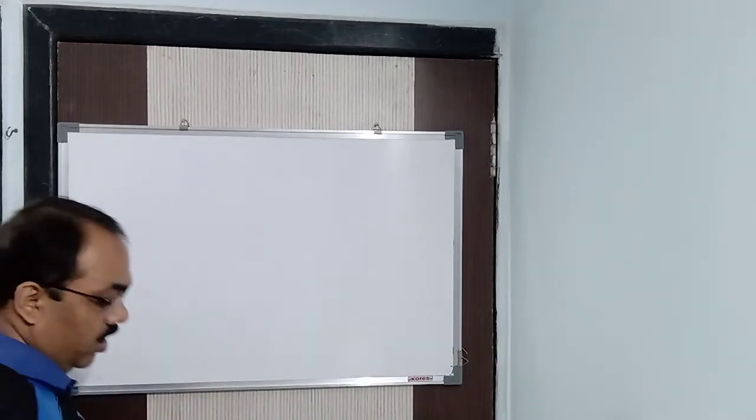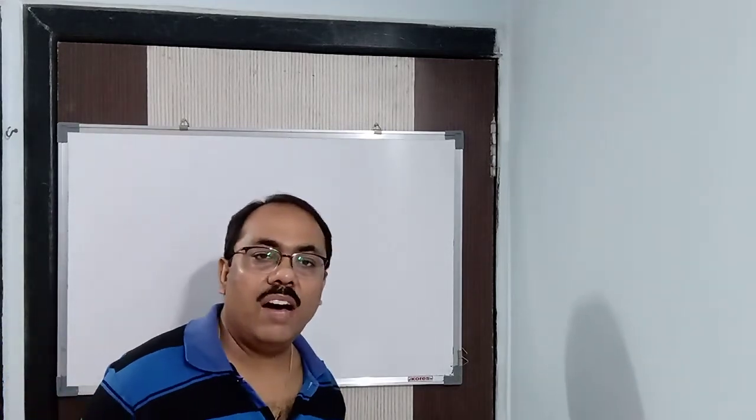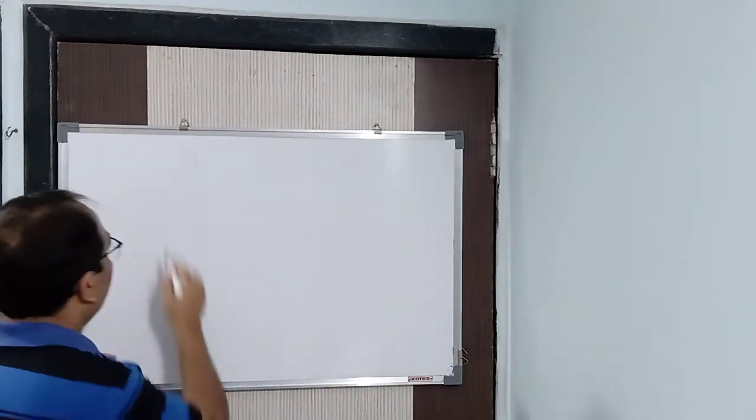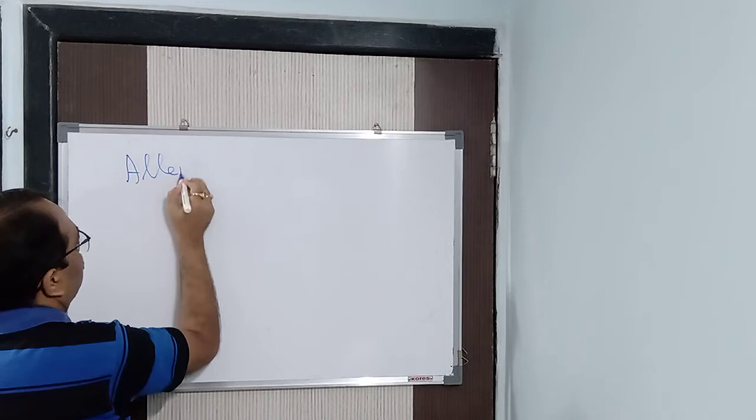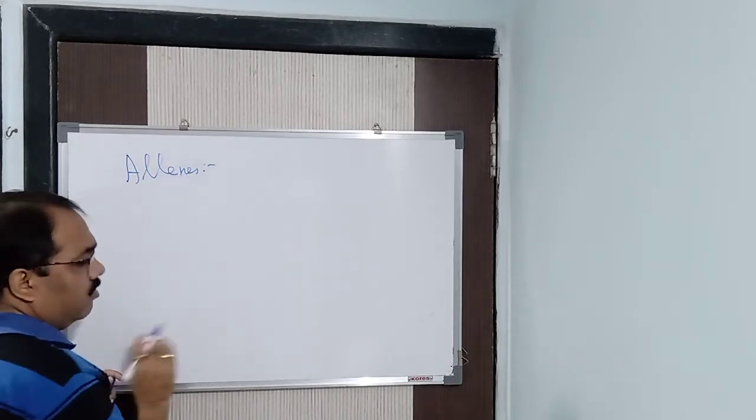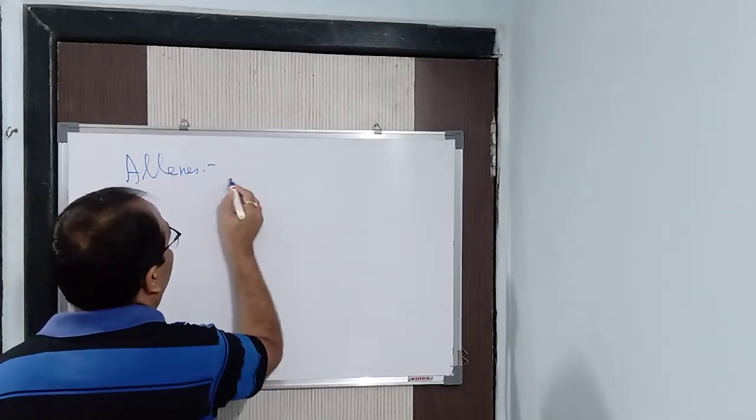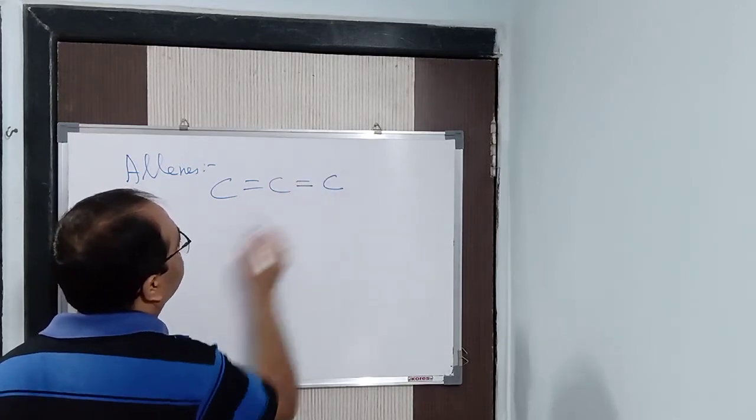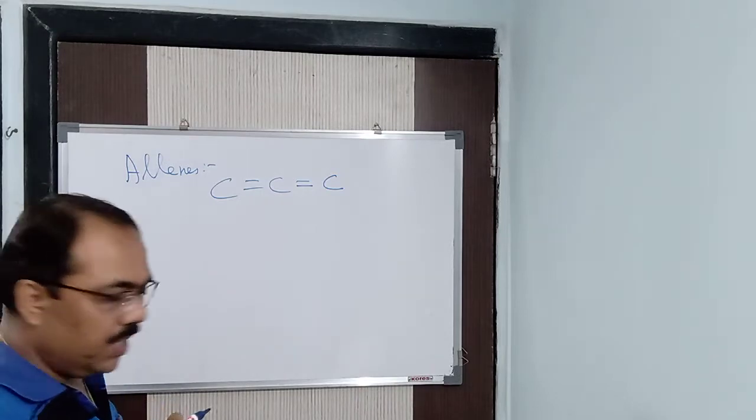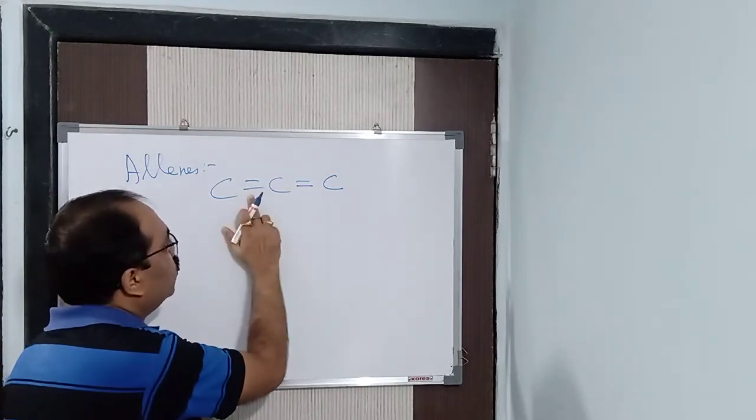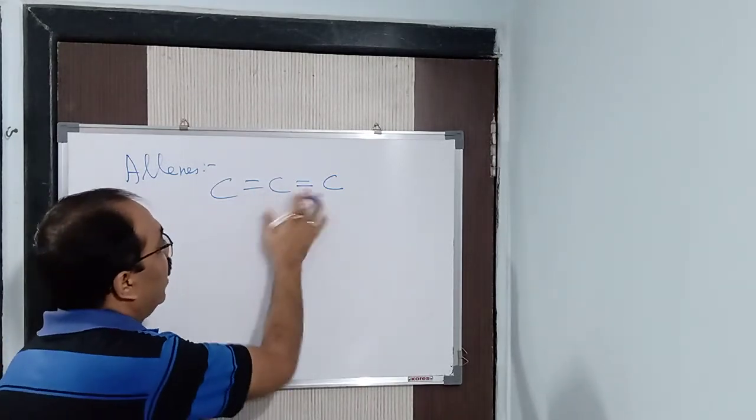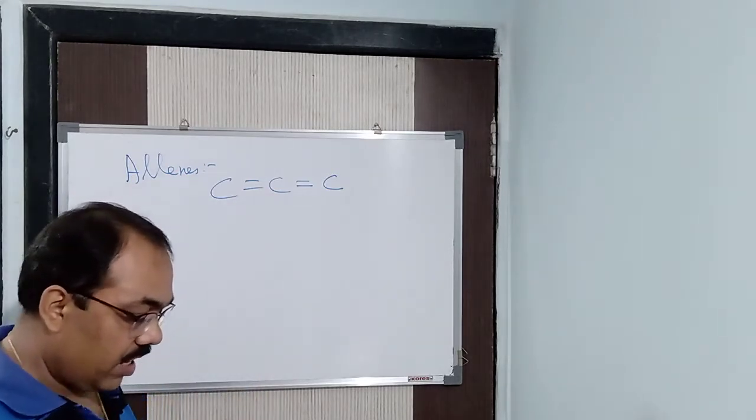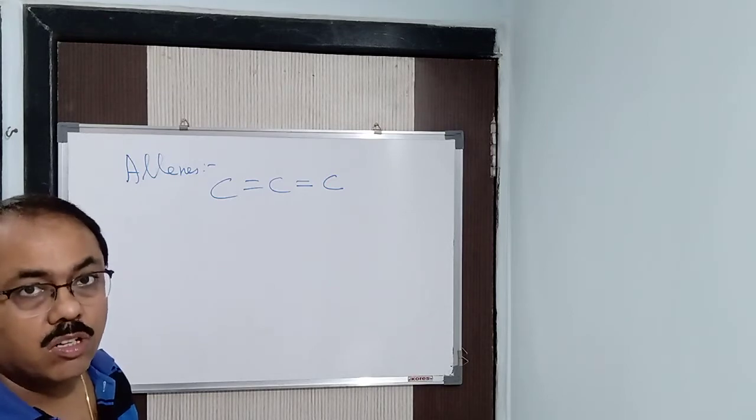This one we understood. After that, I have told you once about allenes. Allenes means what? Understand it. These are a type of compound. Allenes means you have carbon-carbon double bonds in this way. That means if one carbon is attached to 2 double bonds on either side, then it is known as allenes.